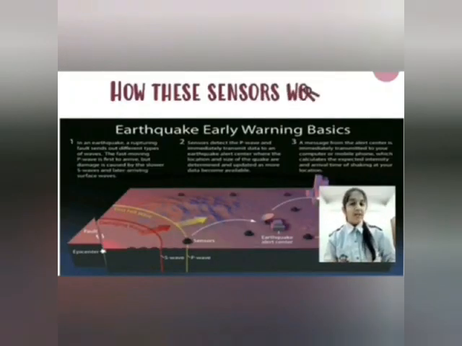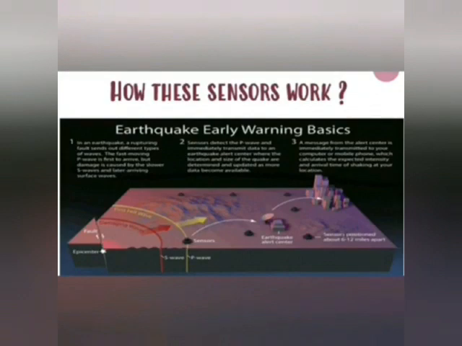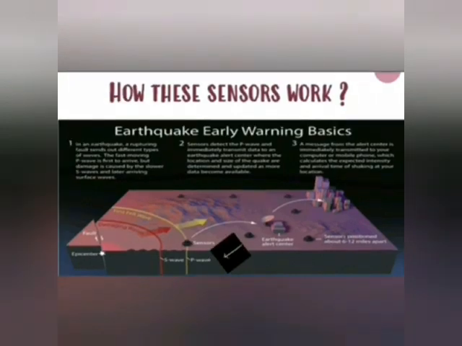Basically, how do these sensors work? During an earthquake, a rupturing fault sends out different types of waves. The fast-moving P wave is first to arrive, but damage is basically caused by the slower S waves and later-arriving surface waves. After that, the sensor detects the P wave and immediately transmits data to an earthquake alert center, where the location and size of the quake are determined and updated as more data becomes available.